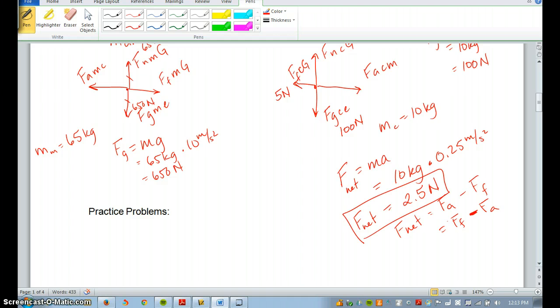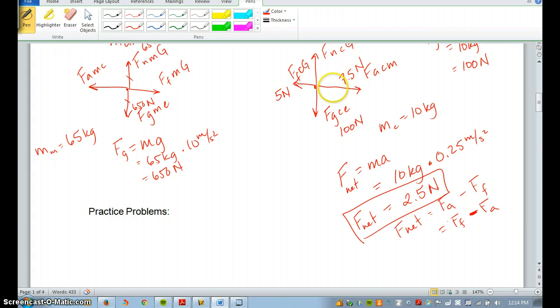How many newtons of force have to be pulled that way in order for this to have a net force of 2.5? And the answer should be 7.5 newtons. How did I get this answer? Well, if I find the difference between these two, I should see a net force of 2.5. Okay, so 7.5 minus 5 should equal 2.5. Or I can say, if my net force is 2.5, I have to add it to my frictional force.